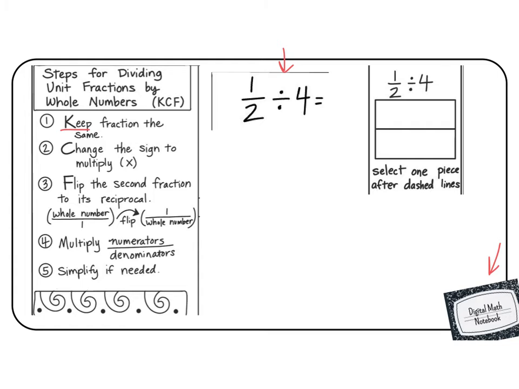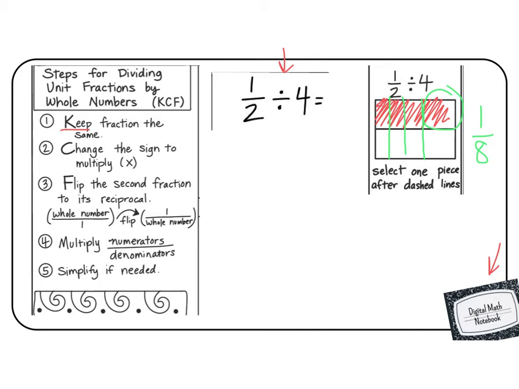So let's look at our model first this time. If I have 1/2, that would mean that I have one piece of this rectangle. But then in order to divide it by 4, that would mean that I'm taking it and cutting it into 1, 2, 3, 4 pieces. So now I have 8 pieces, but I didn't get 4/8. I took 1/2 and cut it into 4, so that means that I'm just going to have one of these pieces. So I'm going to get 1/8.